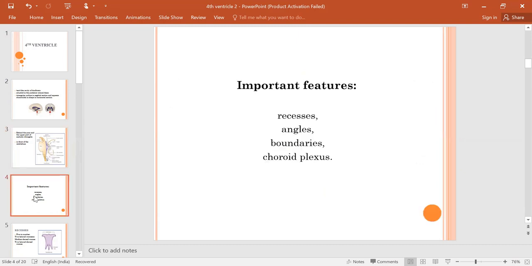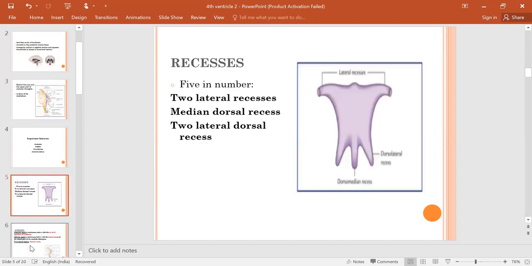Then about the important features of the fourth ventricle. The fourth ventricle has recesses, angles, boundaries, and choroid plexus. Then about the recesses. Here in this picture, we can see the recesses. There are 5 recesses: 2 lateral recesses, a median dorsal recess, and 2 lateral dorsal recesses. Totally, we have 5 recesses.